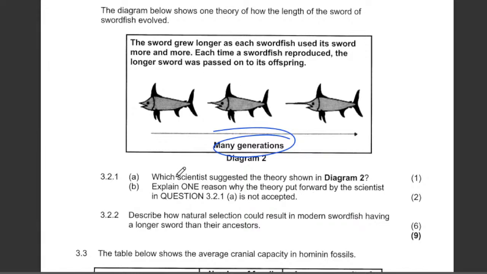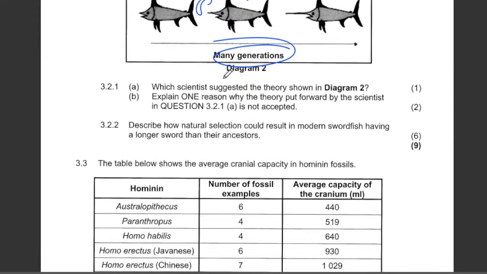They're asking a question: suggest which scientist suggested the theory above. That's Lamarck. Explain one reason why this theory is rejected by most scientists. Because organisms don't evolve because they want to evolve. This sword did not evolve because the fish wanted it to. And there is not enough evidence to show that an acquired characteristic during lifetime is passed to the next generation. You understand? Describe how natural selection could result in the modern sword.